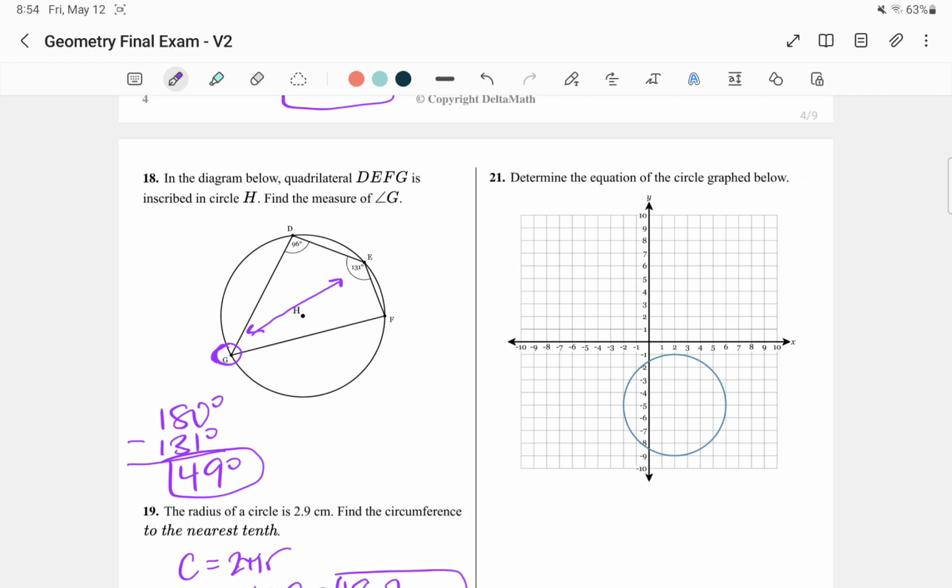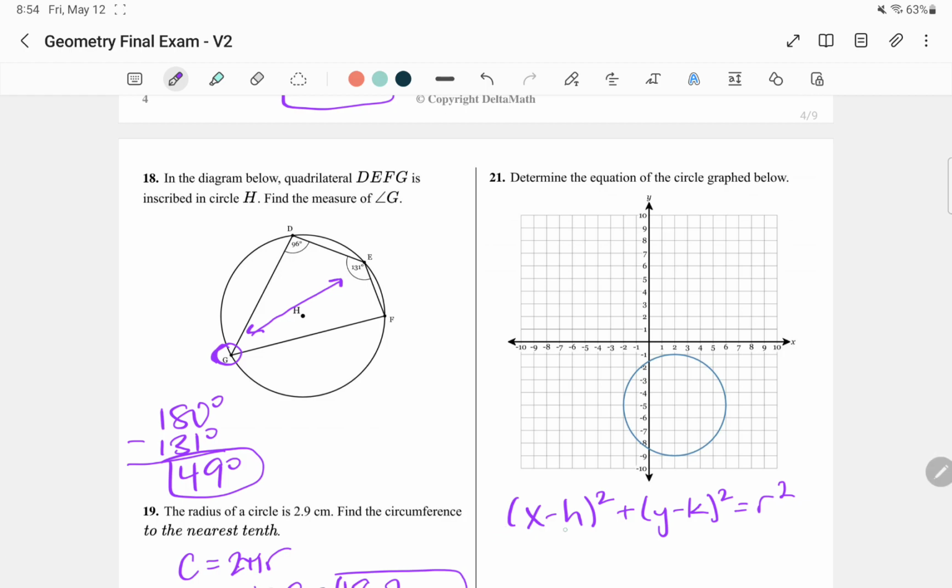First we're going to start off with our standard equation of a circle, which is x minus h squared plus y minus k squared equals r squared. This is probably a formula that you should have on your cheat sheet. Just a little piece of advice there.